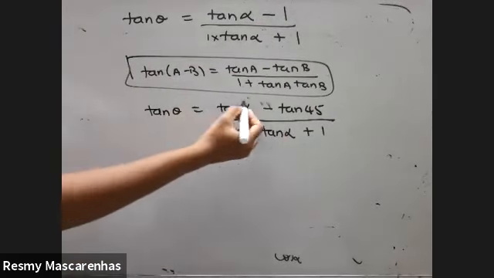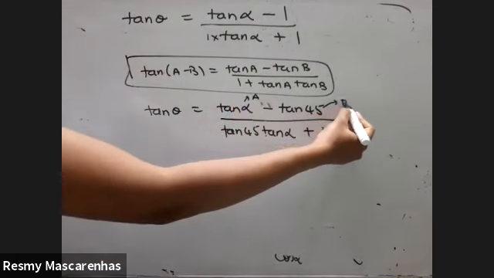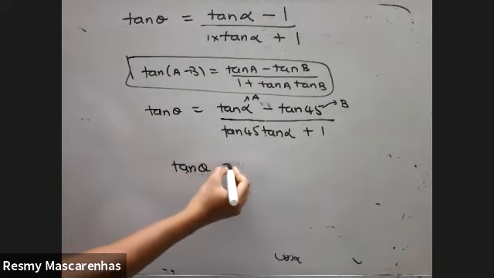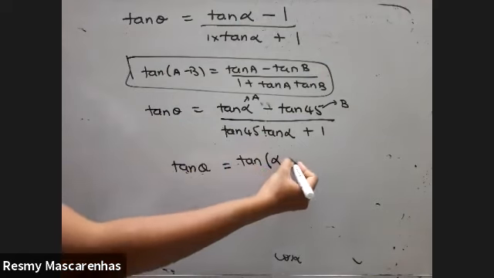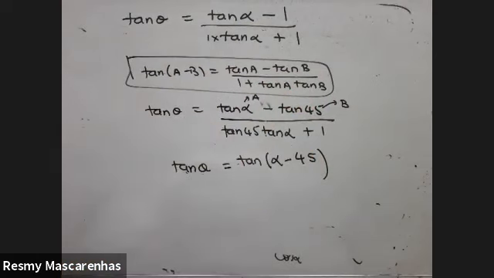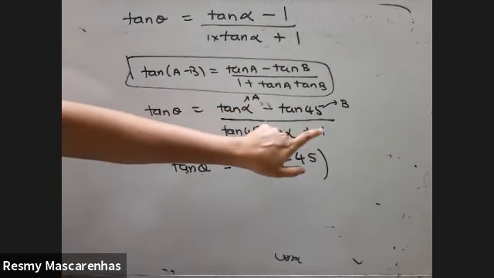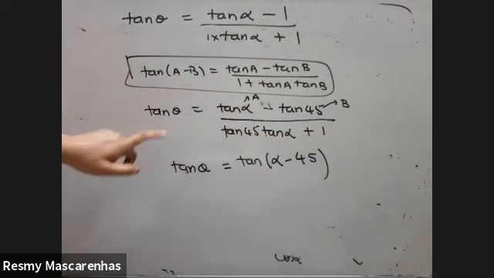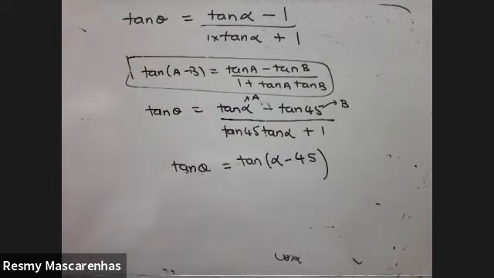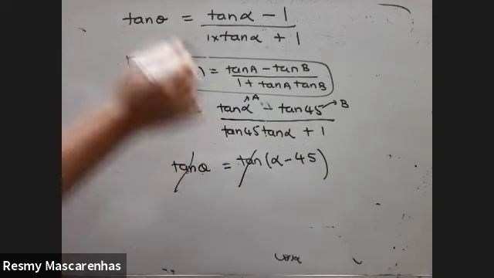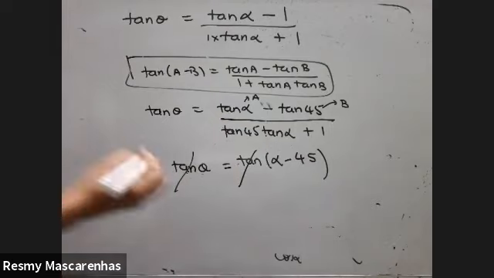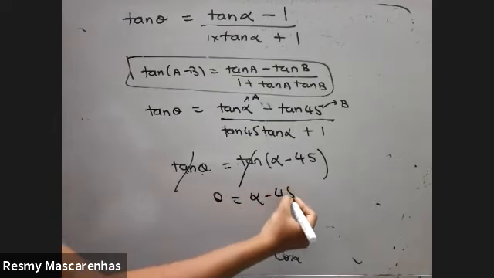Now what is the value of this? This is your A and this is your B now. So tan theta is always tan of A minus B, okay, tan A minus tan B upon 1 plus tan A tan B is equal to tan of A minus B. Tan and tan you can always cancel on both the sides. So theta is nothing but alpha minus 45 degree.